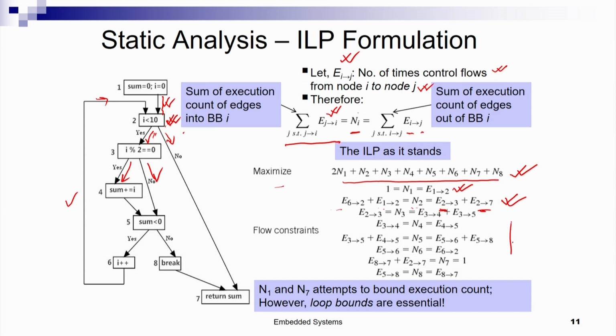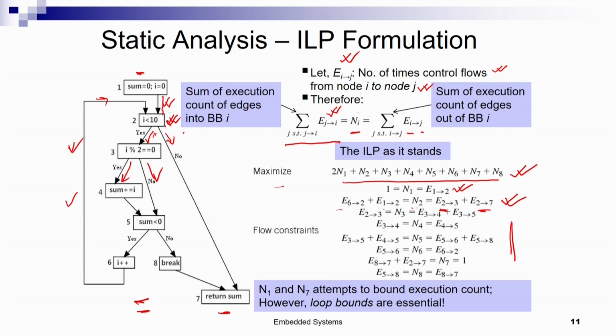Similarly, we can obtain all the other constraints, but can we get any constraints from it? Although we know that node 1 and node 7 will execute only once, these are the only two ways in which we can constrain the number of times these nodes execute. However, we have loops inside it. If we do not give loop bounds, ultimately the worst case execution time is going to become infinity. Therefore, it is essential to put bounds on the loop to have practical execution time estimates.